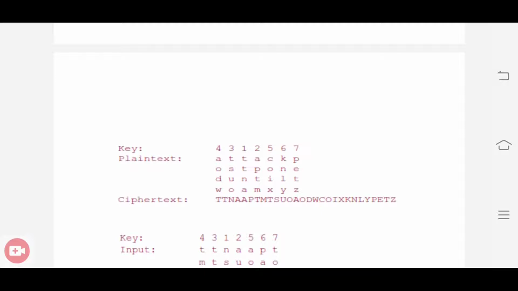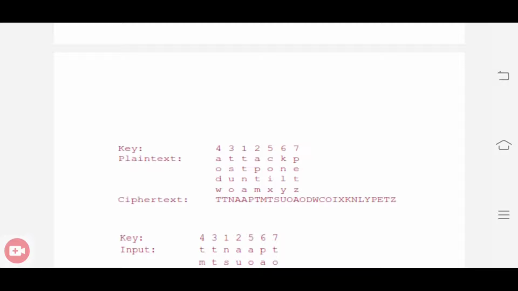Then plain text letters can be arranged row by row. Then read that row by row matrix in a column wise manner by using the permutation order. That is the ciphertext. Clear?